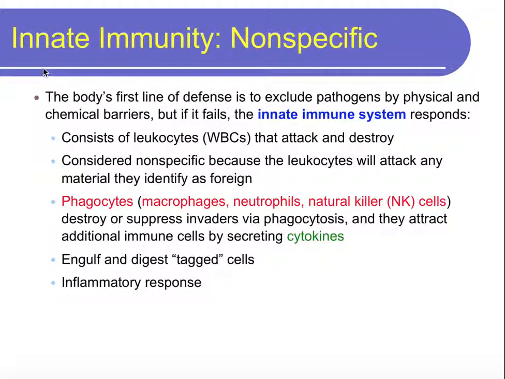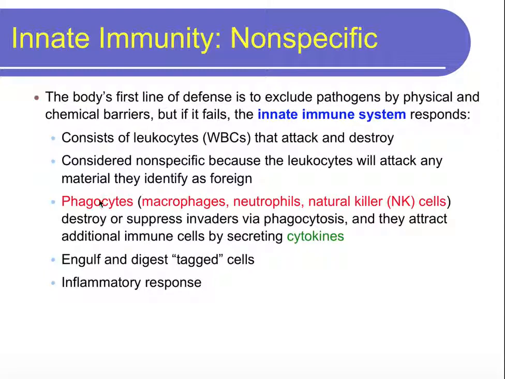So let's talk about innate immunity. Innate immunity is innate, meaning it's in you and it's always present. It is non-specific about who it attacks. So when the body's first line of defense fails, then we're going to initiate our immune response, and innate immunity is one of them. It consists of our white blood cells, and they're going to attack and destroy the pathogen. It's considered non-specific because these white blood cells will pretty much attack any material that they identify as foreign.